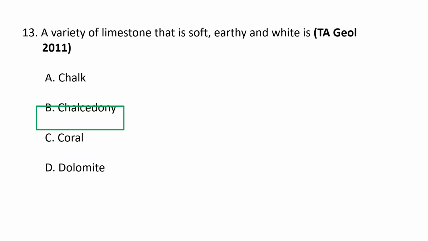Chalk. Chalk is a soft, white, earthy variety of limestone, and it is a sedimentary rock made up of calcite, a mineral that is also known as calcium carbonate.